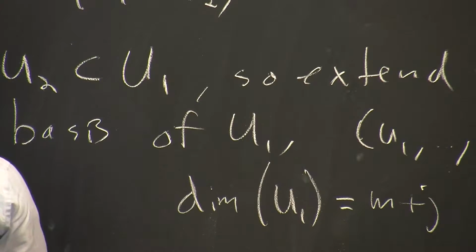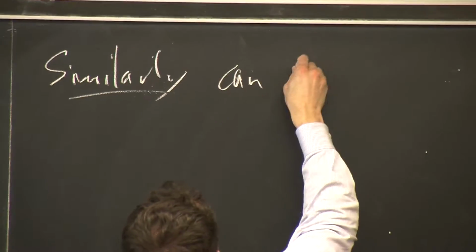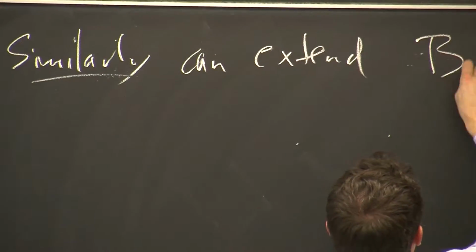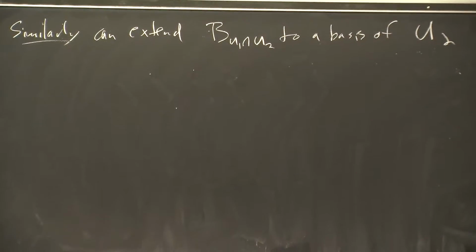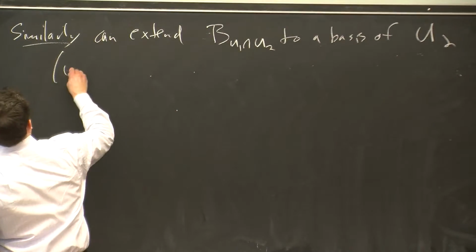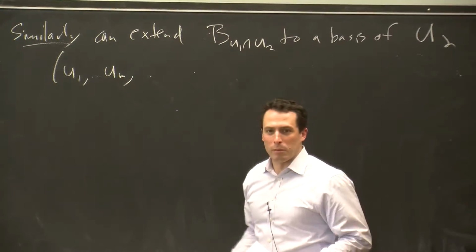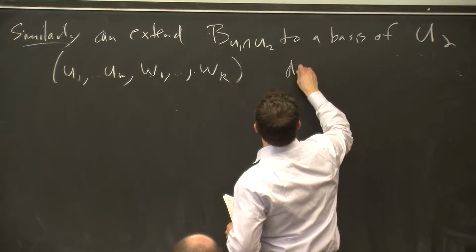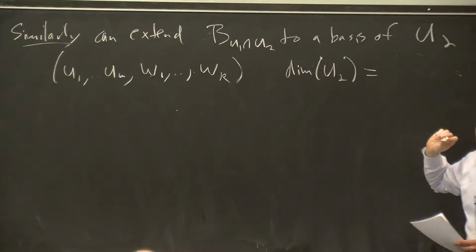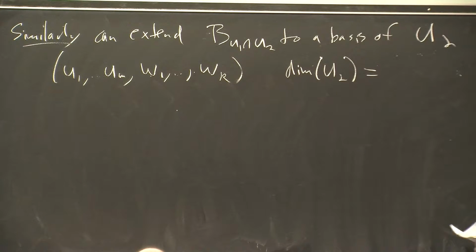Similarly, we can extend this basis of the intersection to a basis of the other space that it's a subspace of. And that one would start out the same way, U1 up to UM. And then we need some new vectors, new symbols, W1 up to WK. And what's the dimension of U2? M plus K.